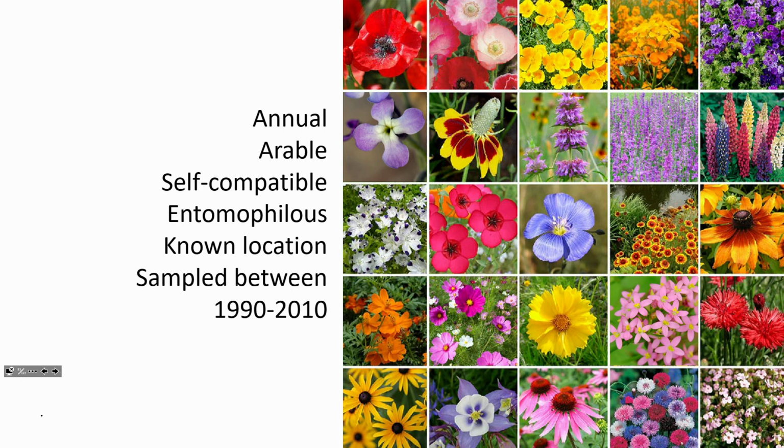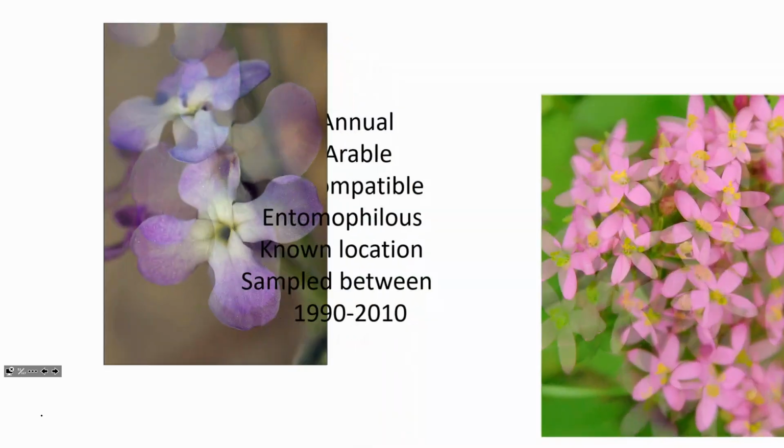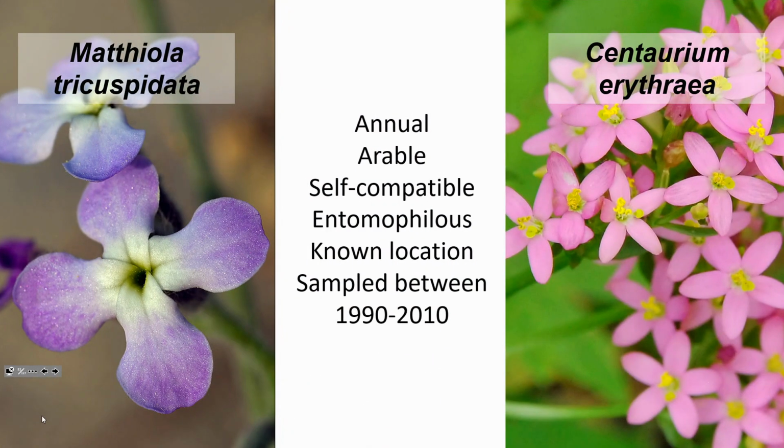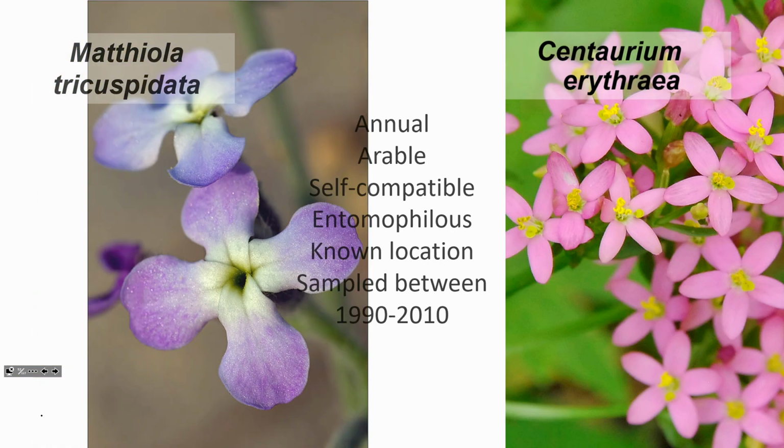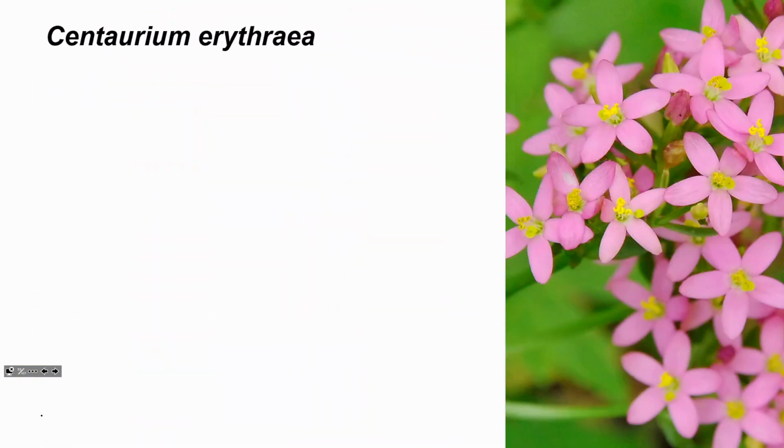And so among this short list of 25 species, last year, I was able to grow 2 species with somewhat contrasting ecological characteristics. A Brassicaceae that is mainly distributed in the Mediterranean region, Matthiola tricuspidata, and an annual species with a more temperate distribution, Centaurium erythraea. So I will show you the results of each of the species separately, and then I will try to bring them all together in the end. Let's start with Centaurium erythraea.